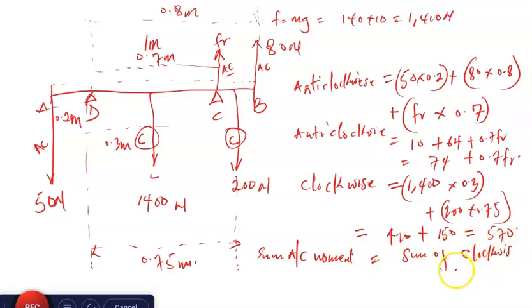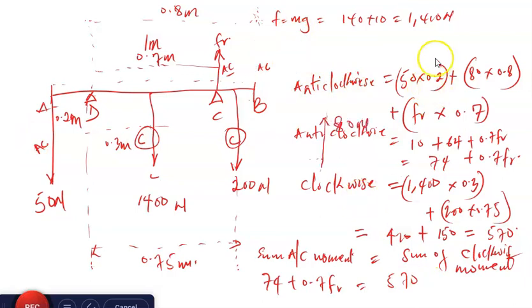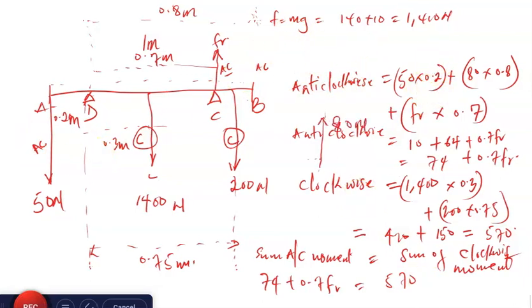Pardon my handwriting. Then I'll be saying that my 74 plus 0.7 FR is equal to 570. Permit me to remove some of these details so that I can accommodate everything on this page. Okay, finding it difficult to remove those details, let's use another slide.